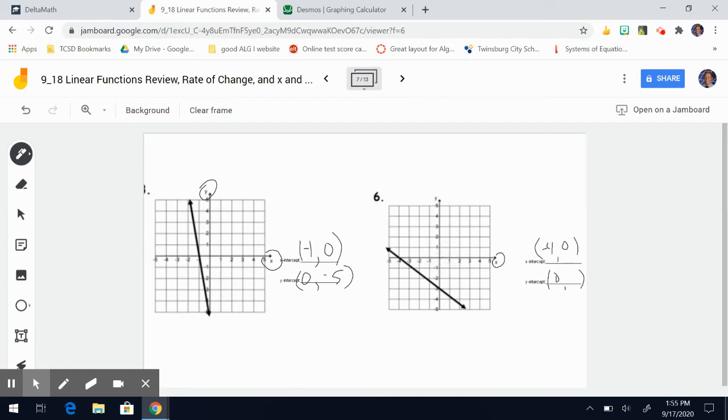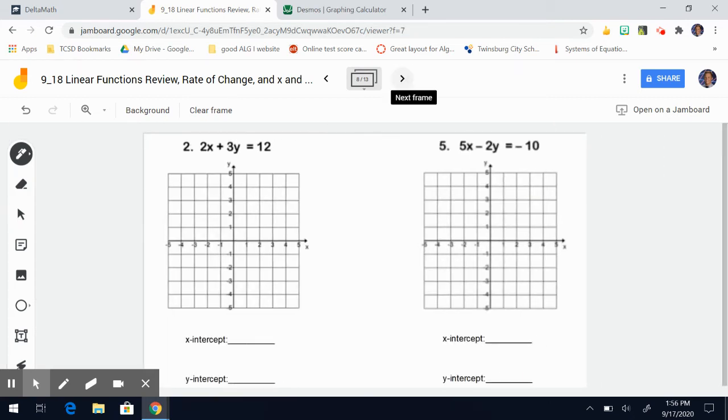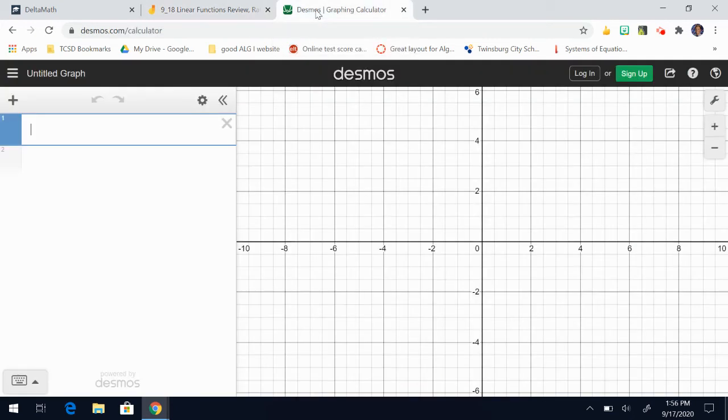We're not going left or right. We just go down 1, 2, 3 hops, so -3. So there's a visual from a table, now a graph. And now what happens here is they don't give you the graph. They give you the equation. So what I want to teach you is just how to use Desmos for this problem.